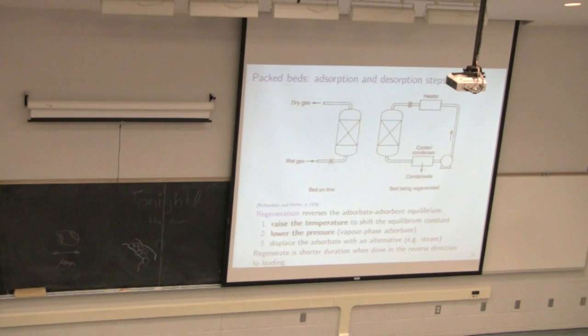Another way you can desorb is by displacing what you have adsorbed. So you've adsorbed a molecule of interest. If you now come in with steam, which is hot, so that you raise the temperature, and steam will displace the other molecules of interest, then you can regenerate that way.